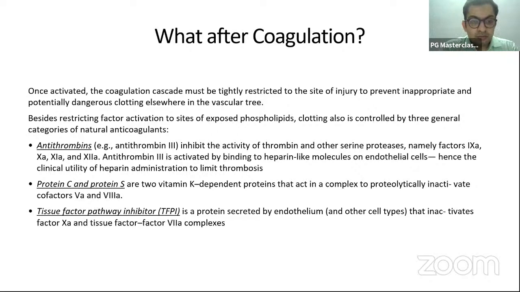The third method used by the body is the tissue factor pathway inhibitor, which is a protein secreted by the endothelium that inactivates factor 10A directly and tissue factor 7A complexes.